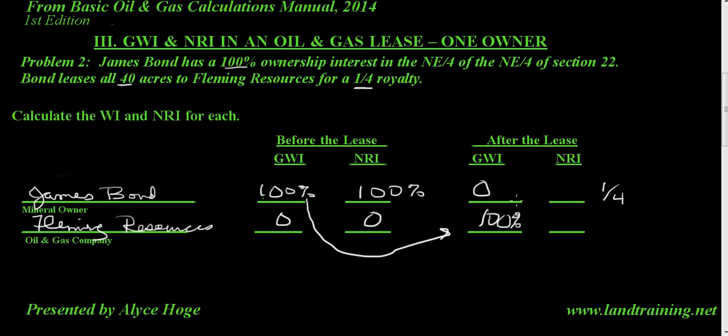So if they give him a 1/4 royalty, that's a 0.25 interest. That's math we know right off the top of our head. What does that leave for the oil and gas company? Well, 1/4 plus 3/4 is 4/4. And we can just look at this and know that that is a 0.75. So that is a 0.75 interest.